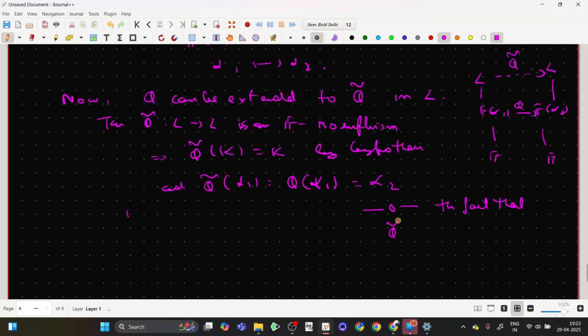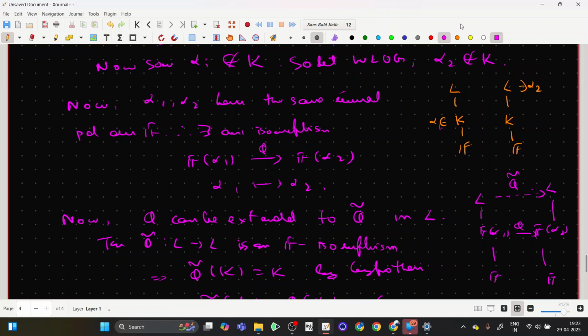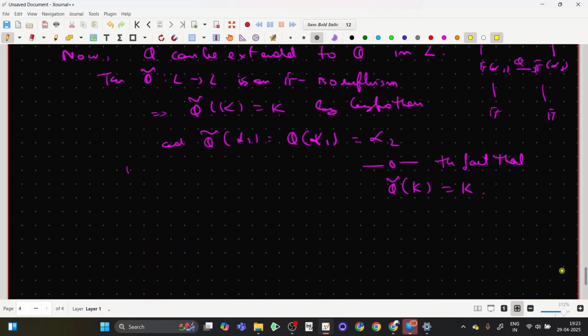that phi tilde of K must be equal to K. Why is it so? Because just go back to the picture we had drawn. Alpha 1 is in K and alpha 2 is not in K. So how can this be true? Getting my point? Fine. So therefore, this is a contradiction. So we have our proof that the minimal polynomial of alpha should have split over K itself. You got my point? Is it clear for you?